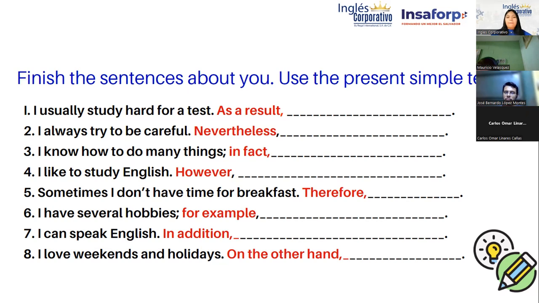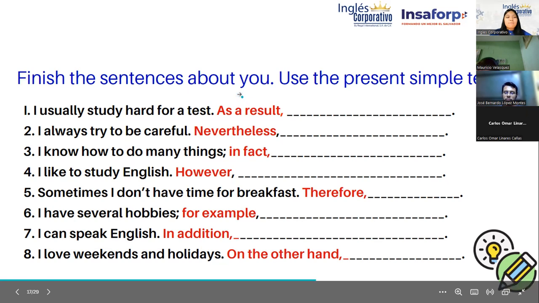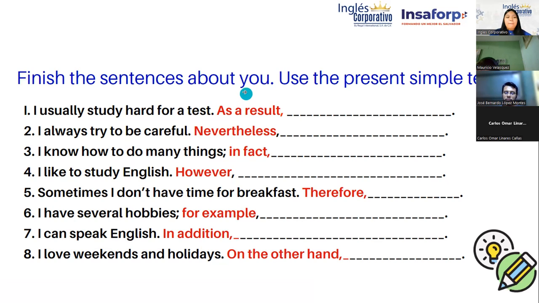Okay. I need more vacations. On the other hand, I need more vacations. Yes. Yes. Okay.